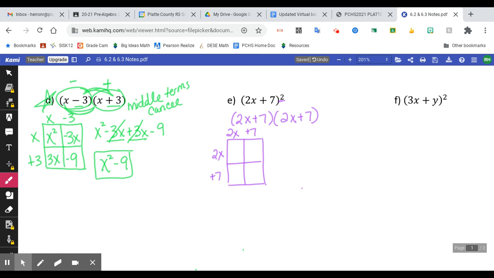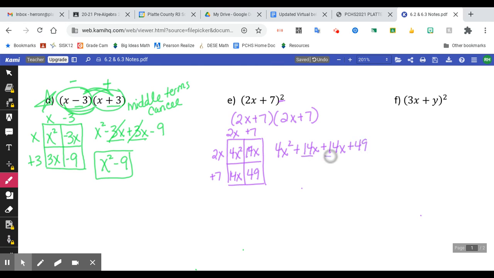We're going to multiply. So 2 times 2 is 4. X times x is x squared. 7 times 2x is 14x. 7 times 2x again is 14x. And 7 times 7 is 49. So if you look at what happens, we've got 4x squared plus 14x, again 14x, and then plus 49.